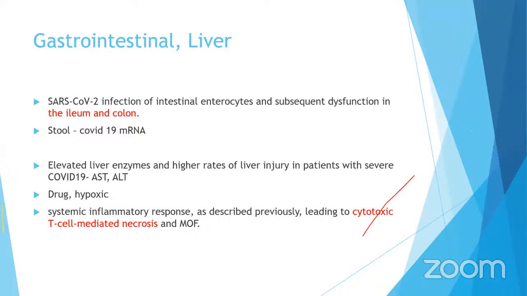The liver is also affected in SARS-CoV infection. Along with liver injury, the enzymes AST and ALT are elevated. SARS-CoV infection mainly affects the bile duct epithelium, leading to bile duct injury, and bilirubin is also elevated. Drugs taken may also cause liver cell injury, for example remdesivir, and other drugs such as protease inhibitors. Hypoxia, along with cytotoxic T cell mediated necrosis, can also affect the liver cells.